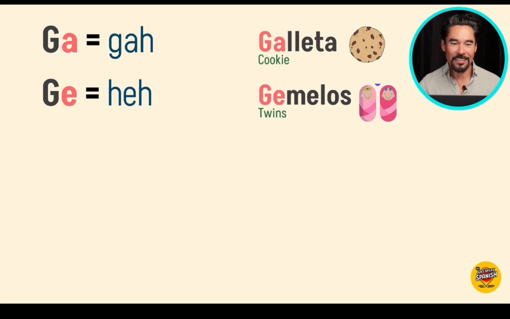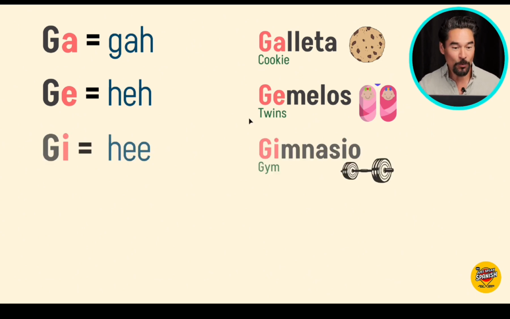If we have the G and the letter E, it's ge, so the sound has changed. Now we take a look at this word, gemelos. Gemelos, twins. Okay? Next, we take a look at the G and the I, and now we have he, as in the word gimnasio, gym.